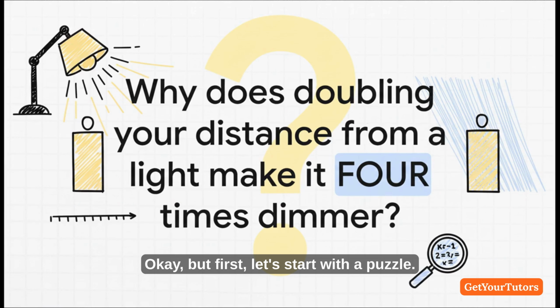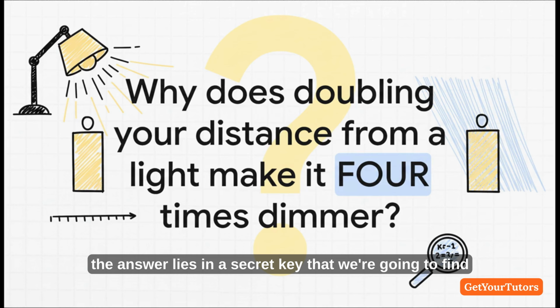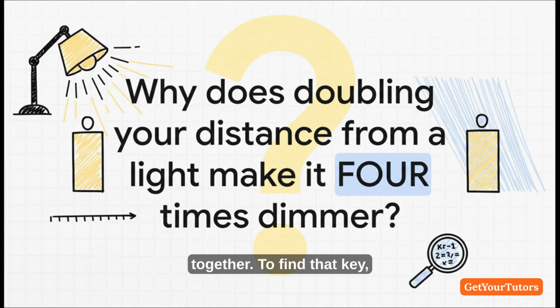Okay, but first, let's start with a puzzle. Imagine you're reading by a lamp. If you move twice as far away, the light doesn't just get half as bright, it gets a whopping 4 times dimmer. So why on earth does that happen? Well, the answer lies in a secret key that we're going to find together.